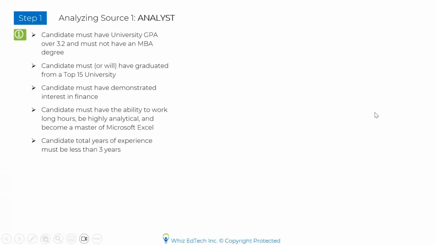Let me quickly show you how I categorize my notes on this particular question. So this was a question where we were talking about the qualifications required for different posts, qualifications and experience and stuff like that. So first source, we're talking about the analyst. Candidate must have university GPA over 3.2 and must not have an MBA degree. So in short, I've written GPA 3.2 plus and no, that X stands for a cross, guys. So this means no MBA.